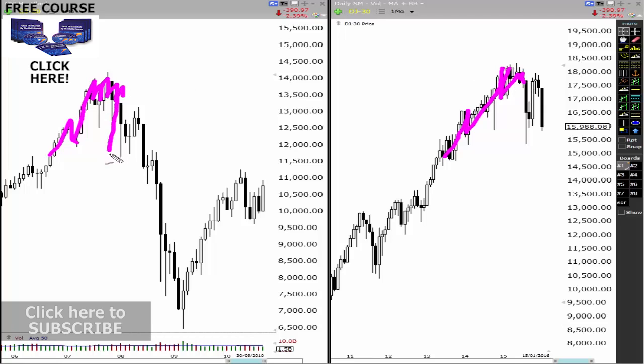We had a move down. We definitely had a move back up. And now we're starting to see this coming down through here, and you can see it's almost identical. Almost identical, even down to the bar, right?